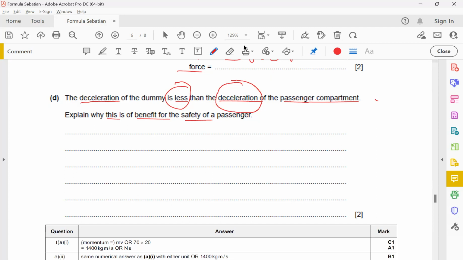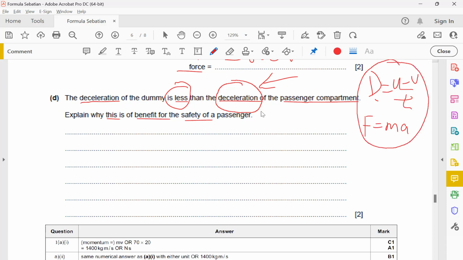What could be the reason? Give me a reason, but nothing to do with airbag. It's related to a formula. Guys, think about it. What formula is related to deceleration? It's only a few, right? It could either be deceleration equals to u minus v over t. It could be the formula for acceleration, F equals to ma. No other already. You are going to explain it in terms of either one of these two formulas.